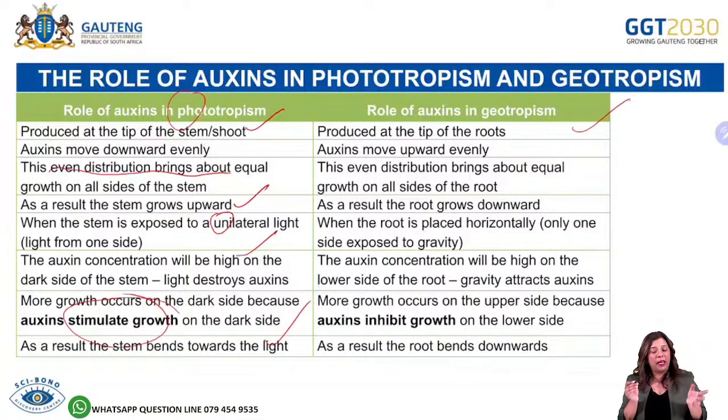So this is not a comparison. You're seeing this table in front of you. It's not a comparison. It is a summary of what is the role of auxins in phototropism and what is the role of auxins in geotropism. Okay?